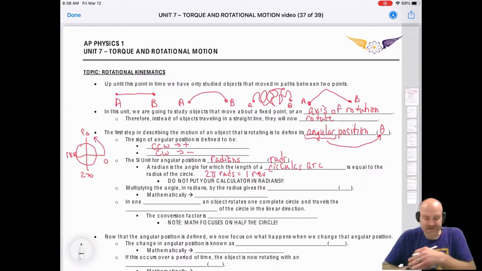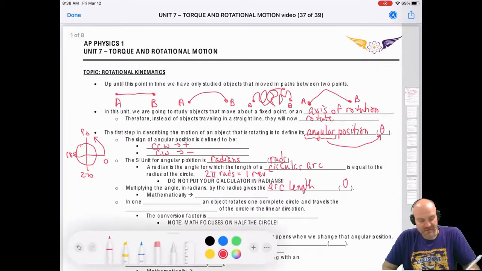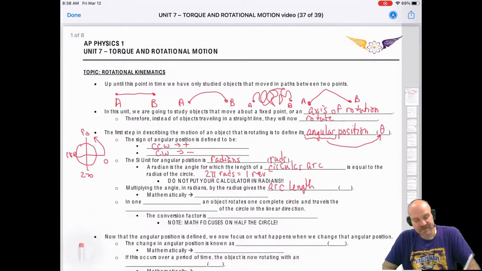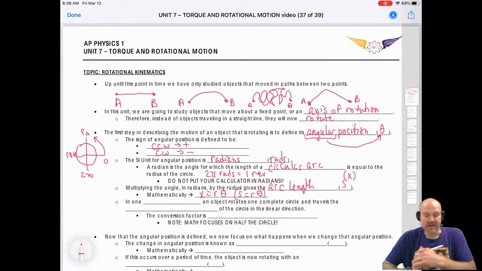What happens is that multiplying the angle in radians by the radius gives us what we call the arc length. These are just some terms that you may remember from basic geometry courses. So arc length is S, but we'll actually call this x. Mathematically, it's x equals r theta. Math would have been s equals r theta, but again, we're going to relate this back to linear.